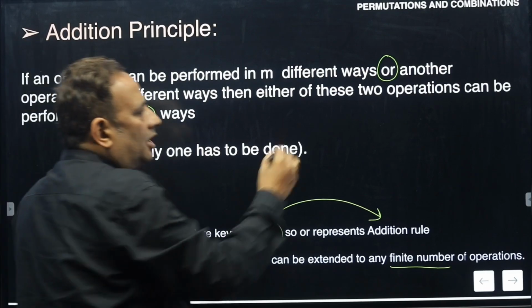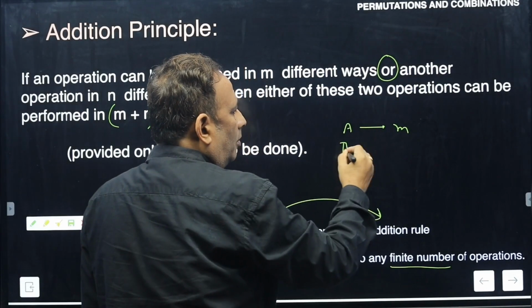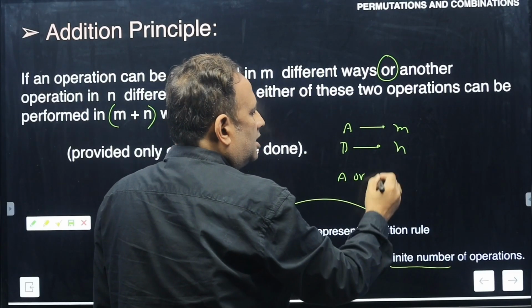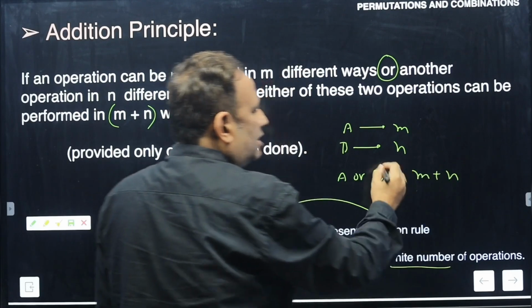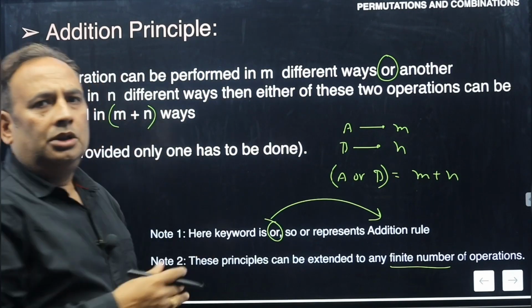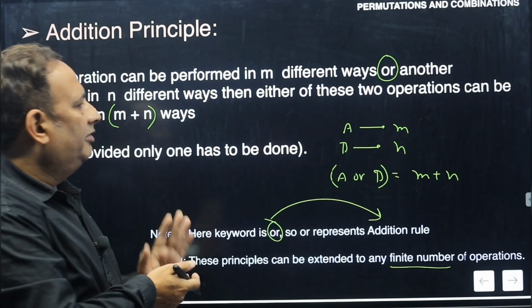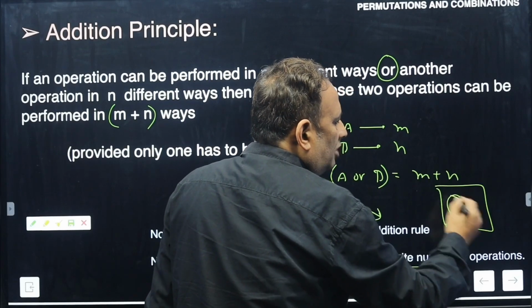If one operation is done in m ways and another operation is done in n ways, then A or B, since it is a union, has the answer m plus n ways. Here also the condition is that no elements should be common in both events, which means that A and B are mutually exclusive events.